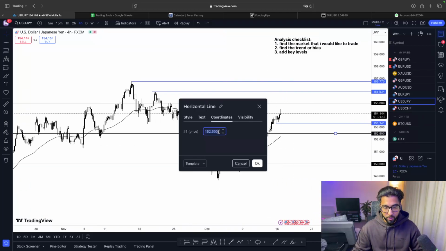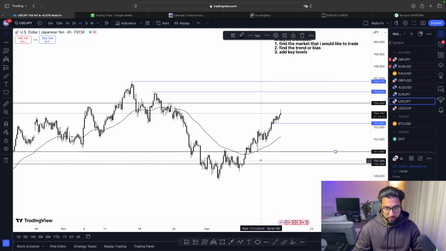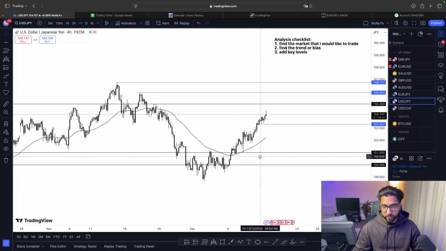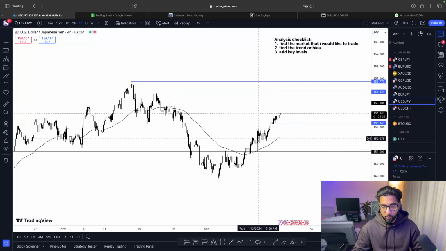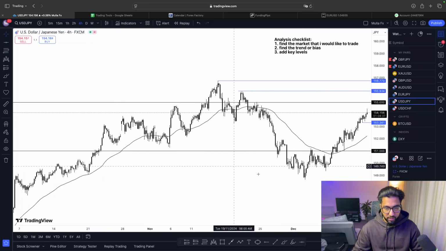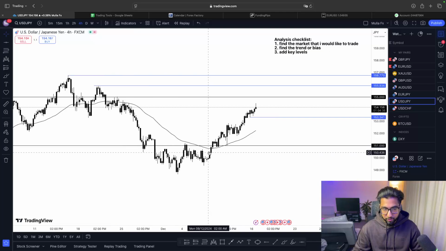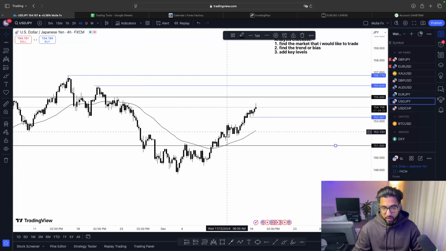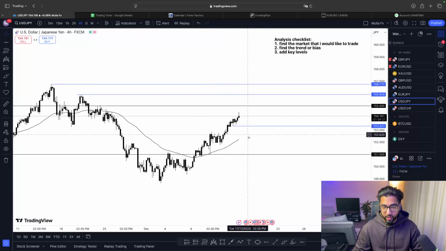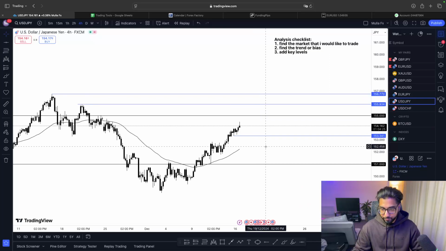Let's go for 151. Let's see if that's a nice key level. Okay, now that's talking. So instead of 150, I'm going to keep 151. That looks like a nice key level. Why? Because price broke, retested once, then did a liquidity sweep at that level, and then it continued to go up. So that's a level that I'm interested in. So 151, let's see 153.